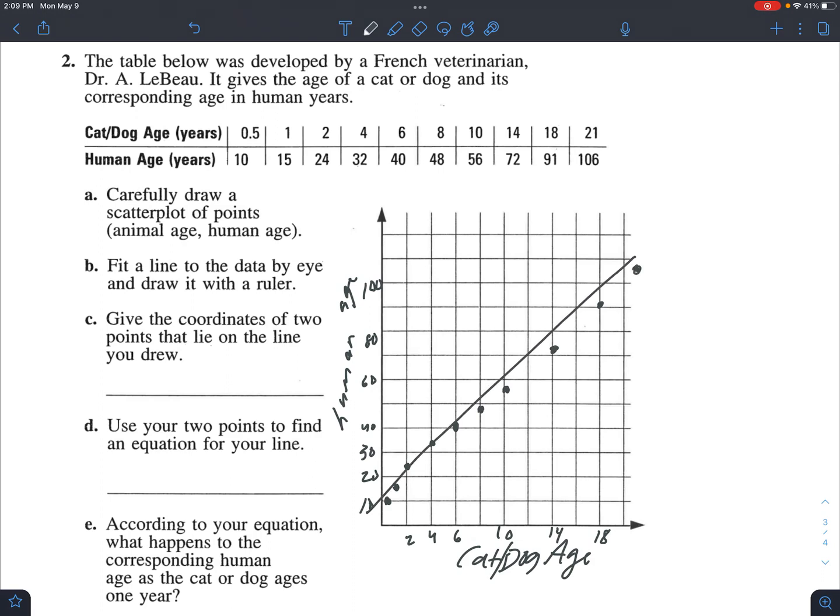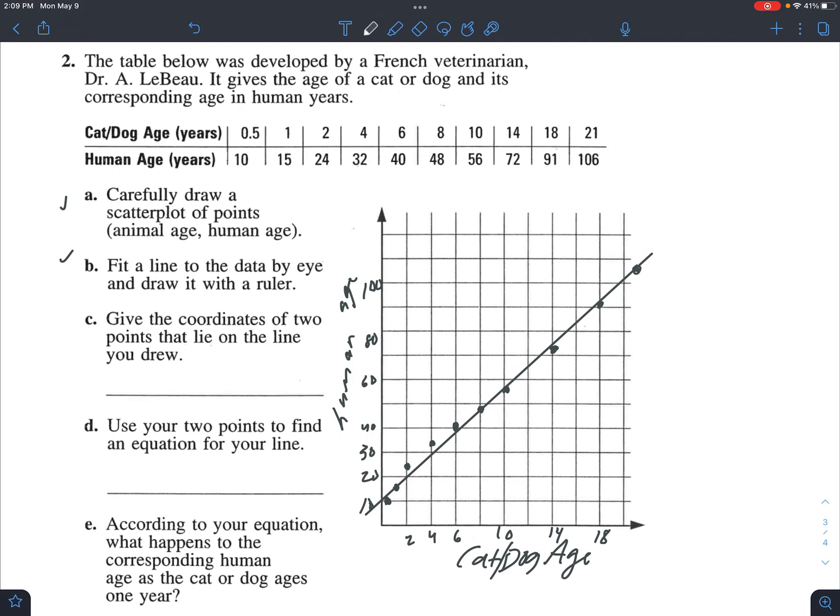So now you're going to use a ruler and try to balance it so you have about the same number of points above and below. Mine actually looks a little off. I want to shift it down a little bit. And just try your best. But that looks like it connects the dots pretty well. So we're done here.